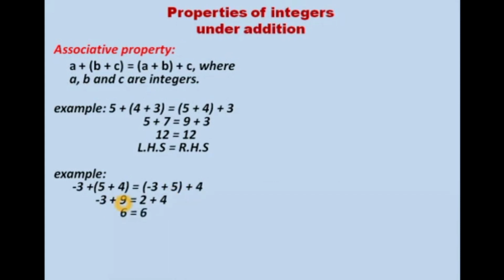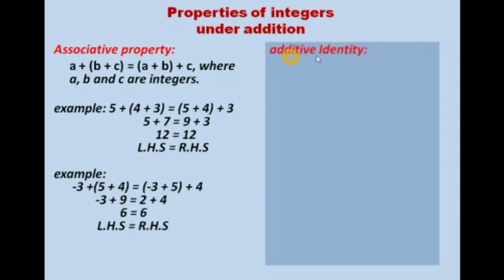Minus 3 and plus 9 are opposite sign. Plus 9 subtracting minus 3, we get plus 6, and at the right side, plus 2 and plus 4, we get plus 6. So left hand side is equal to right hand side.